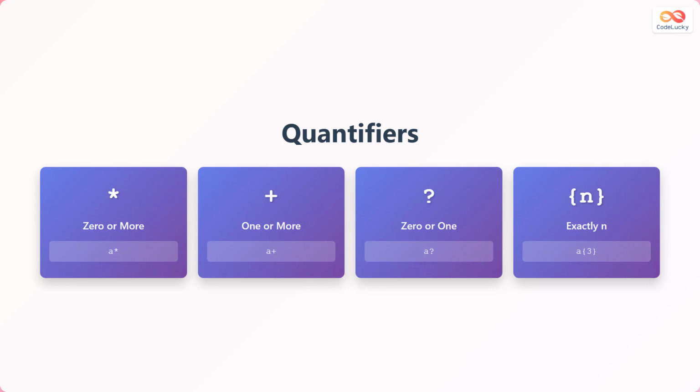Quantifiers specify how many instances of a character, group, or character class must be present in the input for a match to be found. The asterisk symbol (*) matches 0 or more occurrences of the preceding element. For example, a* matches 0 or more a's. The plus sign (+) matches 1 or more occurrences of the preceding element. The question mark (?) matches 0 or 1 occurrence of the preceding element. Finally, {n} matches exactly n occurrences of the preceding element, such as a{3}.